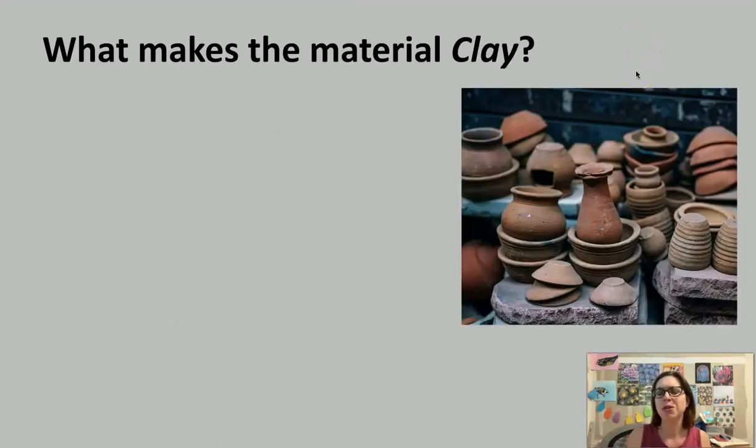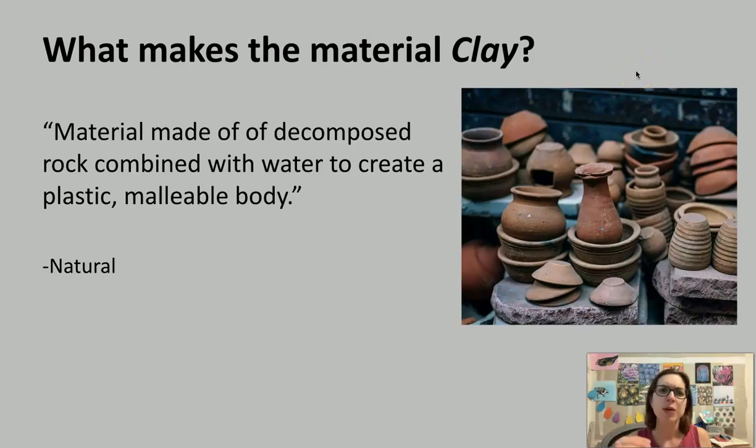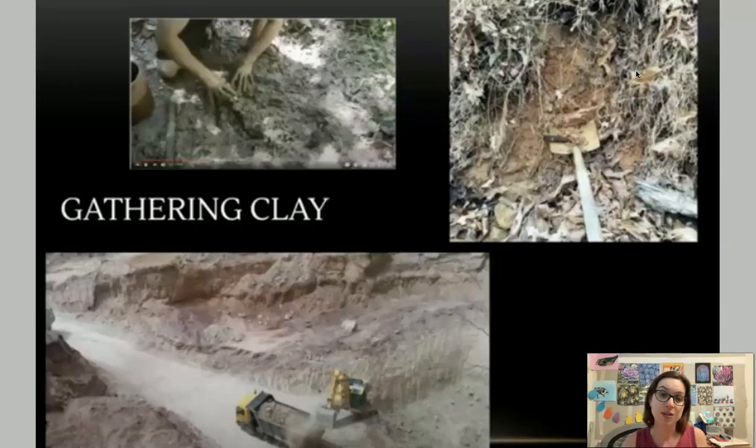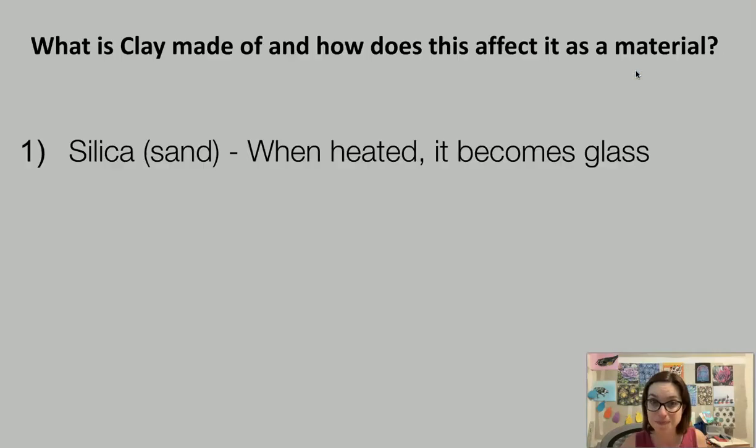So what makes the material clay? Well, we call clay a material made of decomposed rock combined with water to create a plastic, malleable body. So clay is natural. It's made of materials that we find in nature. It's found in the ground. It can be dug up, used immediately, mixed, altered, dried, stored, re-wetted, and then fired. Clay has been used for thousands of years. There's an example of gathering clay.